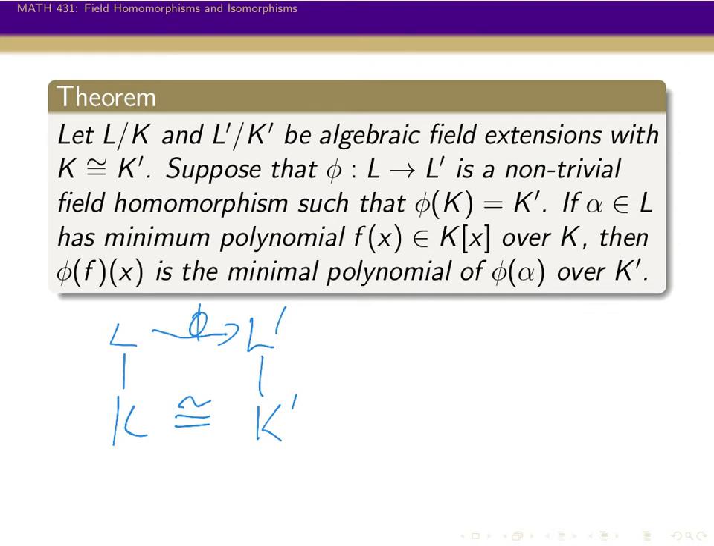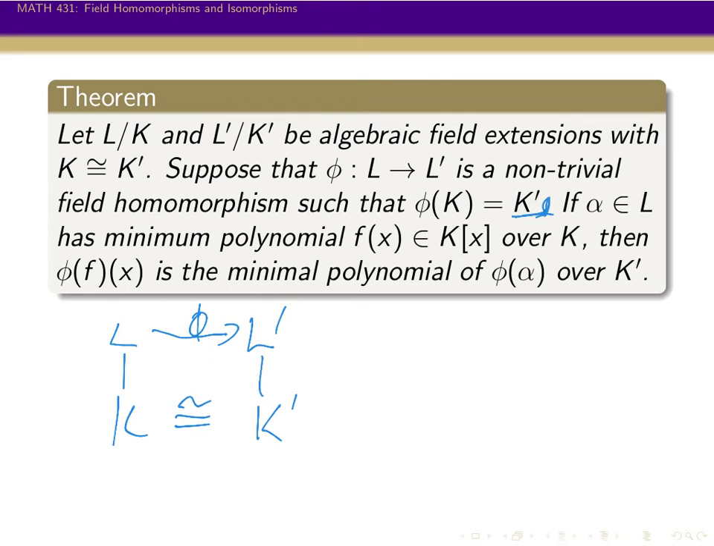Okay. And so we have this phi that's a non-trivial field homomorphism that sends K to K prime. So phi acting just on K is an isomorphism from K to K prime. Okay, and so that gets us to here.